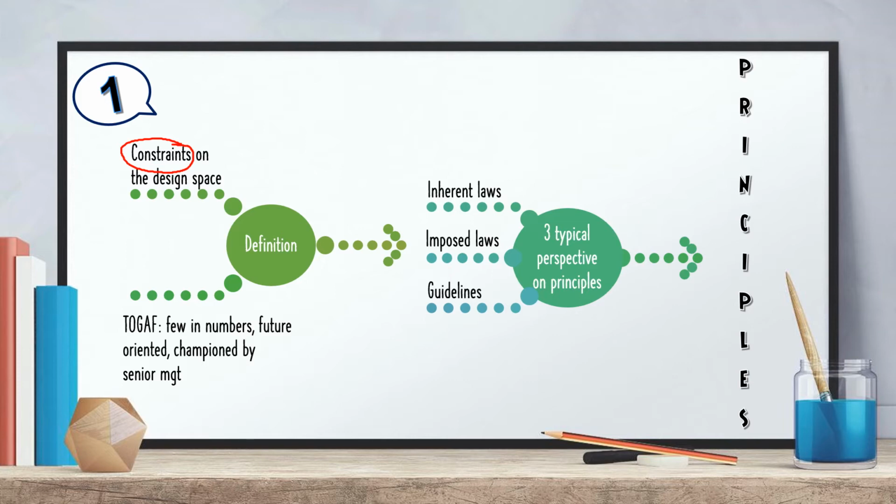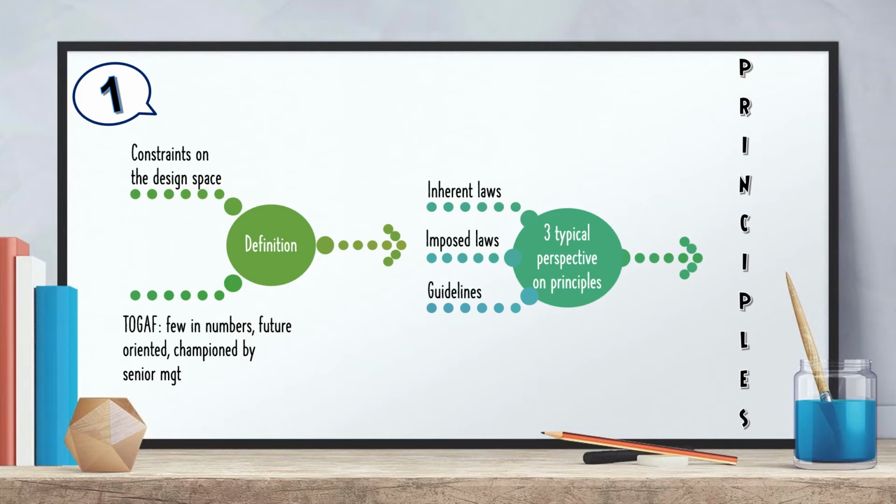So principles should be few in number, future-oriented, and endorsed and championed by senior management. They provide a firm foundation for making architecture and planning decisions, framing policies, procedures and standards, and supporting resolution of contradictory situations. Considering the definitions of principles, we can identify three typical perspectives on principles.